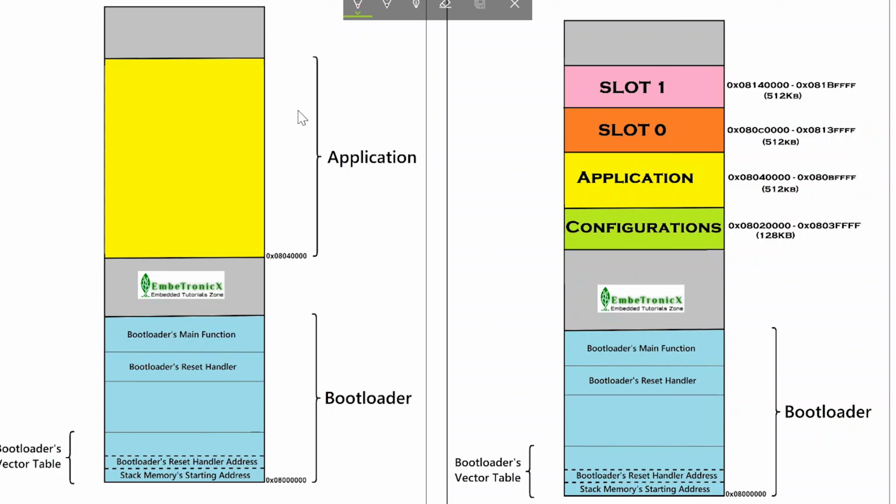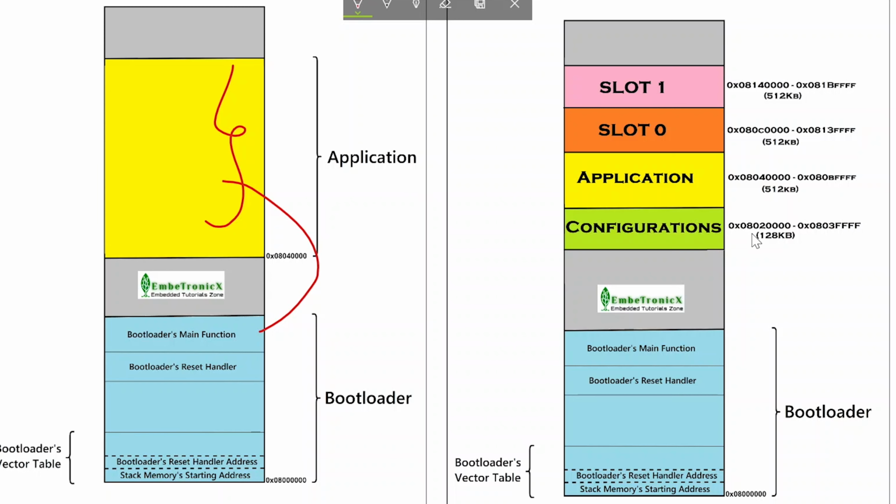What we have done in our previous tutorial. We have updated the application area directly with the application using the bootloader. Then we were calling the application from the bootloader. In this tutorial, I am going to add some more features to the bootloader as I have told you in the first part of the tutorial.